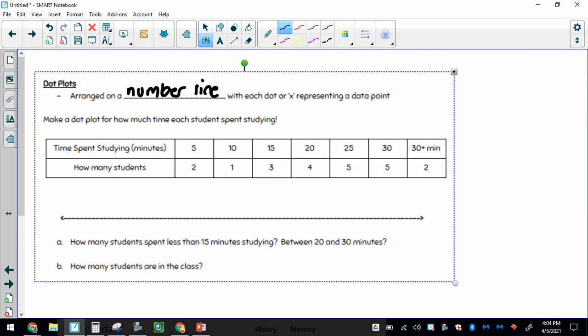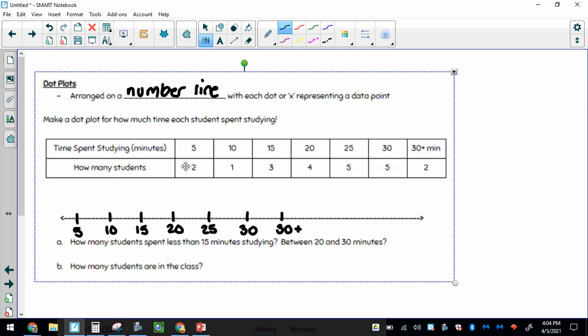All right, so here it says the time each student spent studying. So it could be 5 minutes, 10 minutes, so let's mark those off. Do your best to make them equidistant from each other, same distance apart. And then the last one is 30 plus.